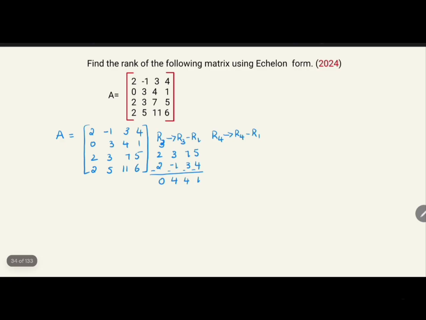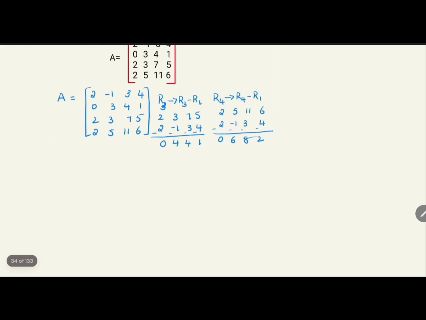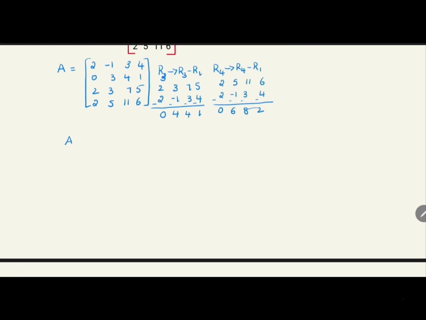Now coming to the next operation, R4 minus R1. Write down R4 here: 2 5 11 6. R1 is 2 -1 3 4. Now subtract these two: 0, 5 plus 1 is 6, 11 minus 3 is 8, 6 minus 2 is 4. Now we will write down all these elements. Now A is equal to: the first row remains the same, 2 -1 3 4, and the second row is also the same, 0 3 4 1. Third row elements I got as 0 4 4 1, and the fourth row is 0 6 8 2.